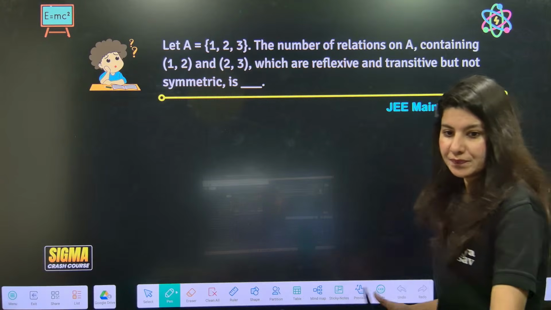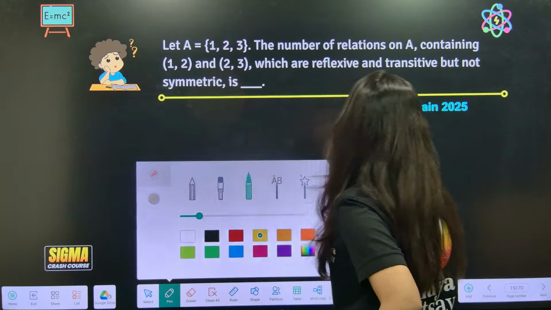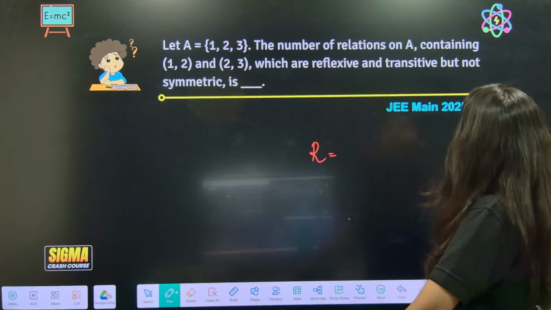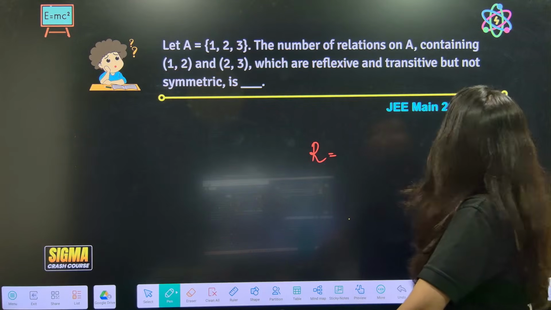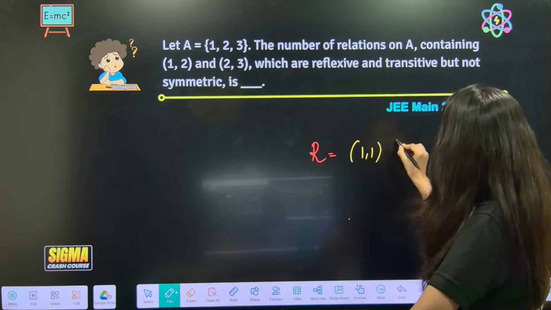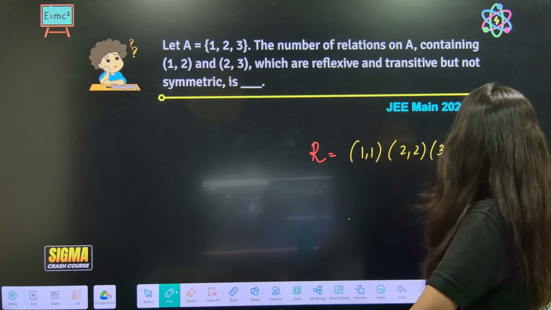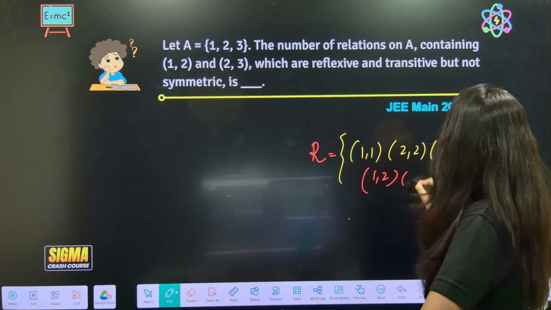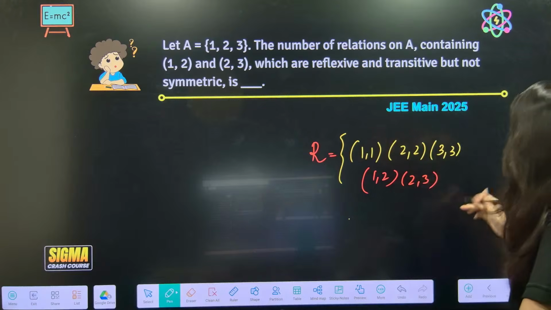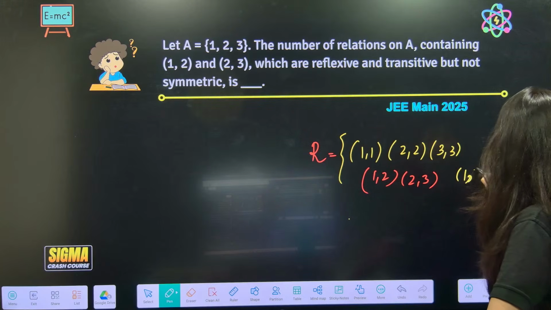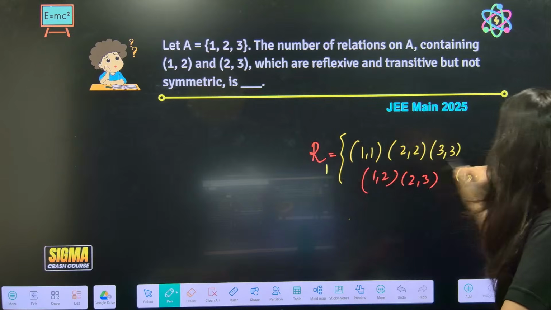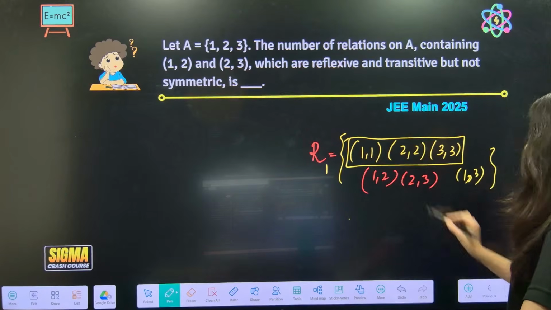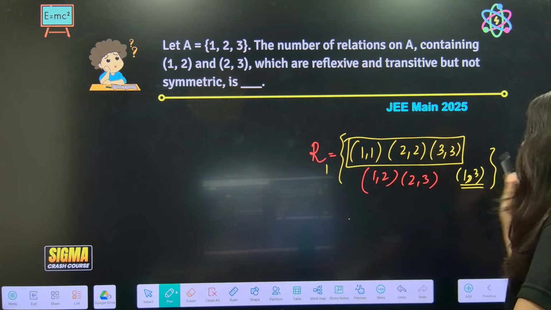So you want a relation which is reflexive and transitive, right? So reflexive means it should have 1, 1, 2, 2 and 3, 3. Okay. Now 1, 2 is already there and 2, 3 is already there. You want to make it transitive. So 1, 3 should be there. So this is one such relation. Relation number 1, which is reflexive. So this part should be there. Okay. And I have added 1, 3. Why? Because I want to make it transitive.